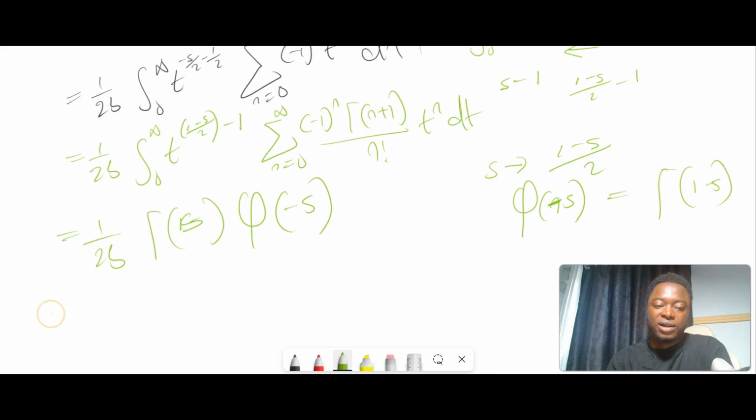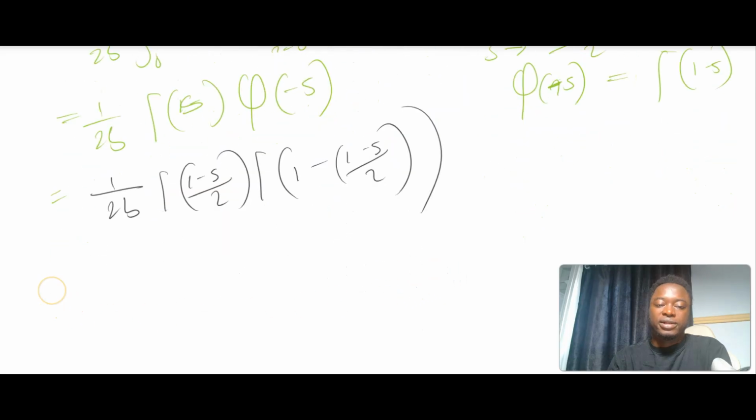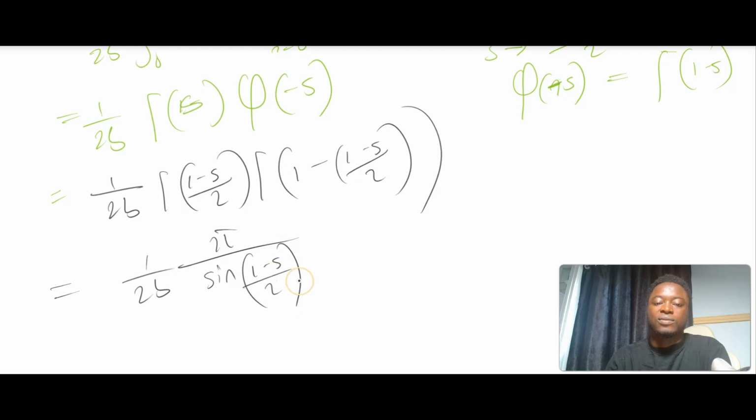So, let's use a black color. You have 1 over 2b, and then you have gamma of 1 minus s over 2, times gamma of 1 minus s over 2. And then here, if you use the reflection formula, you have 1 over 2b times pi divided by sine of 1 minus s over 2 pi.